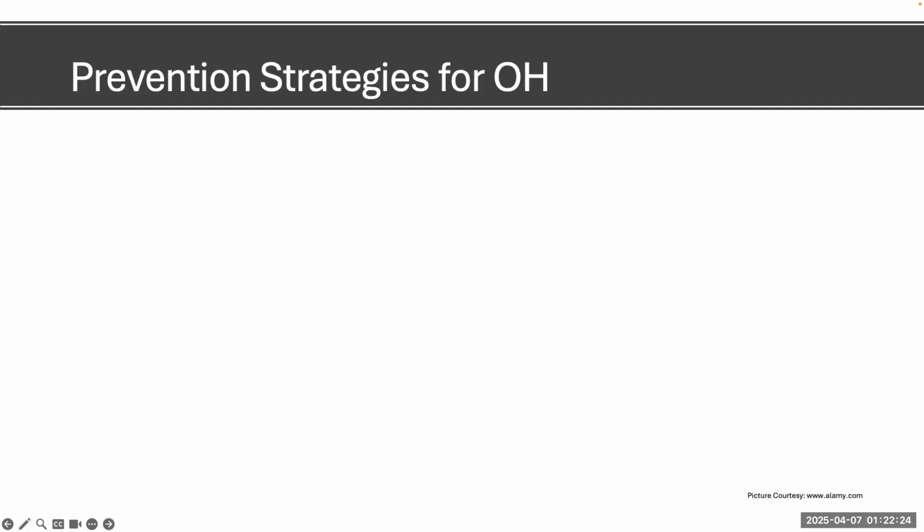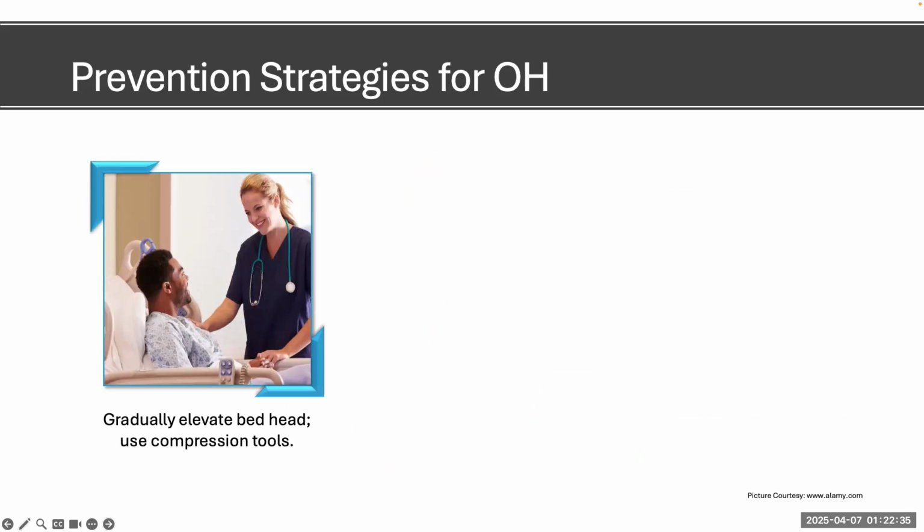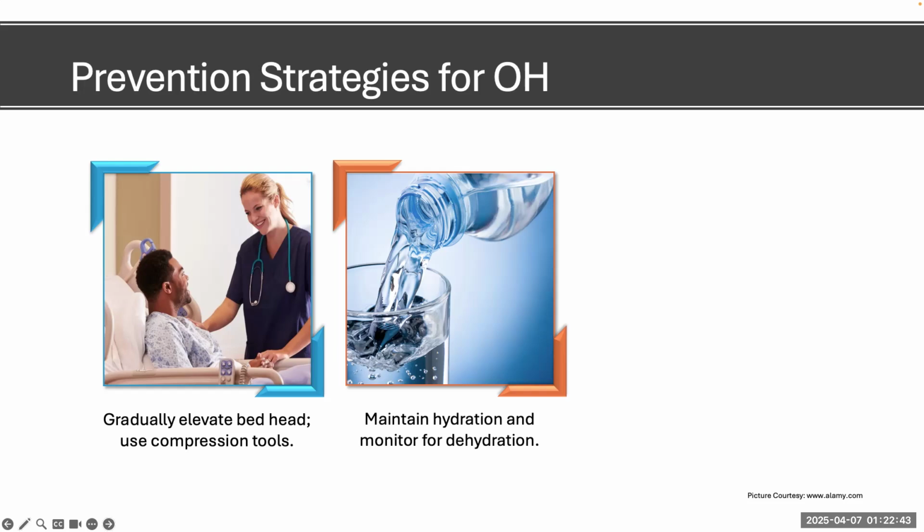Prevention strategies for orthostatic hypotension, or OH. Preventing orthostatic hypotension begins with strategic nursing habits. Gradual bed elevation prevents sudden venous pooling. Compression stockings and abdominal binders reduce blood accumulation in the lower body. Proper hydration should be encouraged, especially during hot weather or illness, as dehydration amplifies orthostatic hypotensive risk.